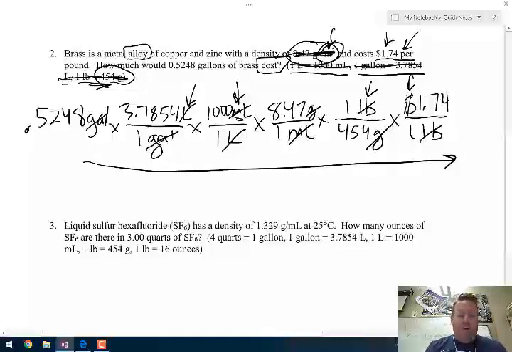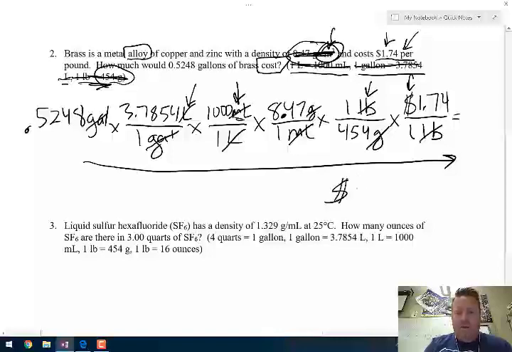So I'm going to take 0.5248, so that's a little bit more than half of a gallon. I'm going to multiply that by 3.7854. I'm going to multiply it by 1,000. I'm going to multiply it by 8.47. That's a point right there, 8.47. And now I'm going to divide by 454 and then multiply by 1.74. And how much would that cost?